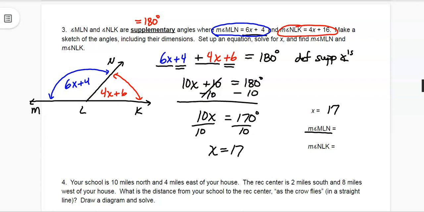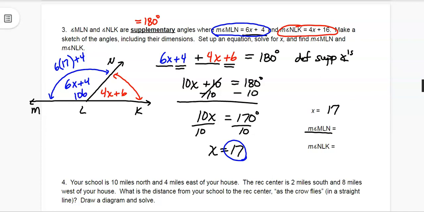Now I need to find MLN. So we're going to take this 17 that we found and we're going to plug it in right over here. So 6 times 17 added to 4. Well, that's 60 and 42. That's 102 plus 4. It's 106, I believe.